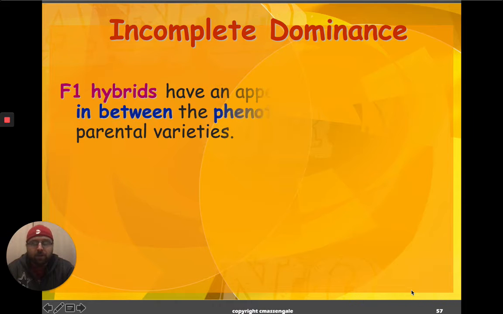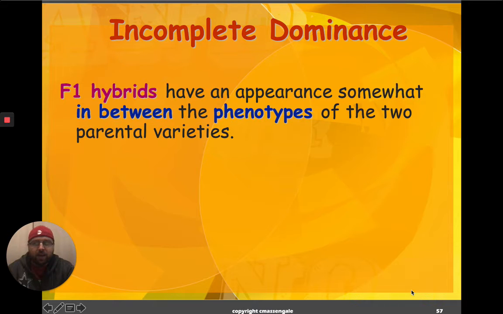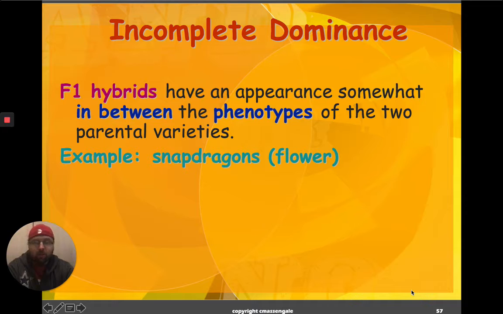So starting with incomplete dominance, we have to talk about hybrids. And hybrids, again, are going to have one dominant and one recessive allele. All right, so let's go through an example here. We're going to use flowers because this is pretty common in flowers. They use snapdragons. It's common in petunia, pansies, roses, you name it. They all have incomplete dominance.